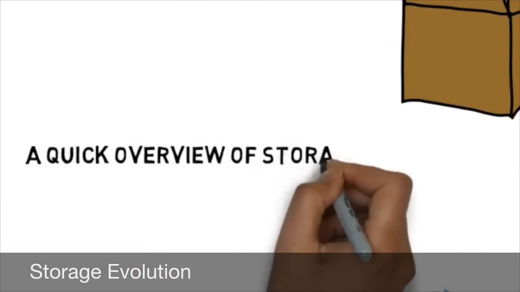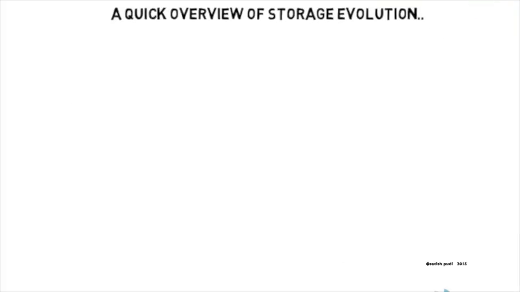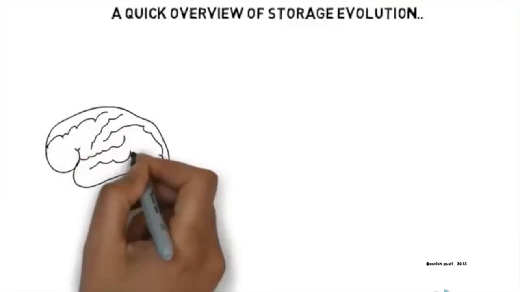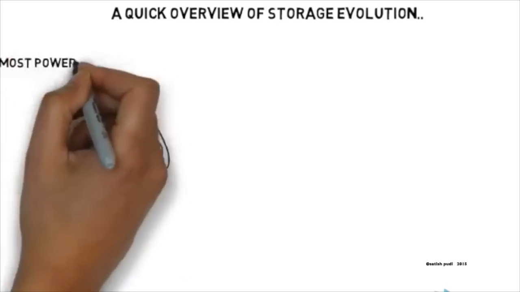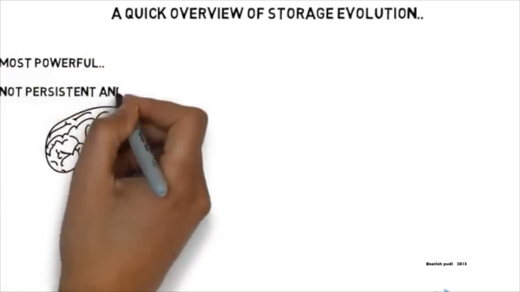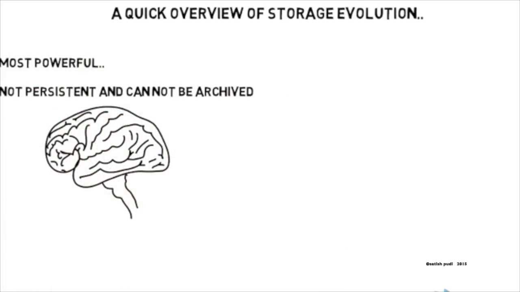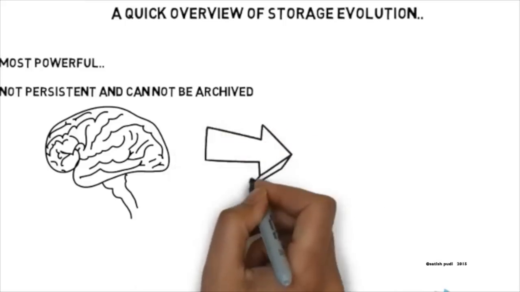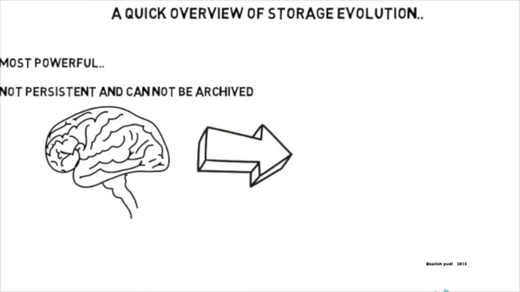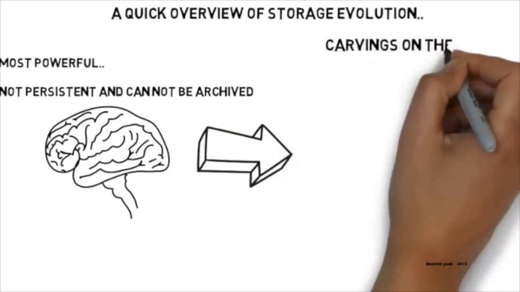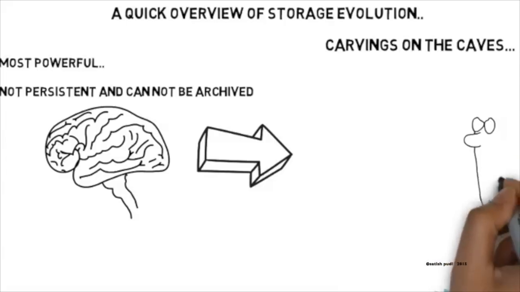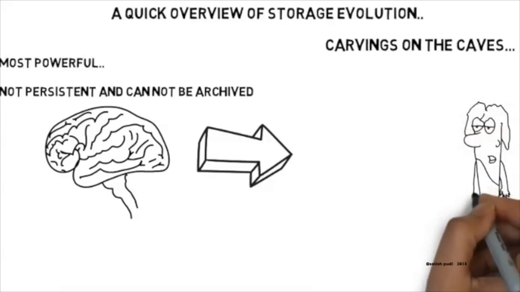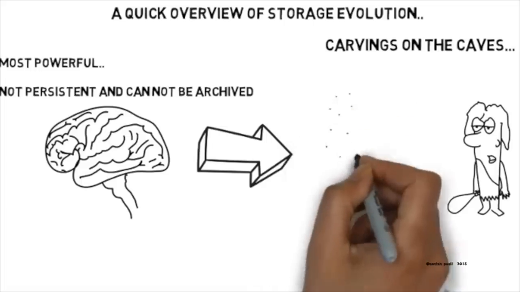Before we dive into details, let's take a quick look back at the storage evolution. The human brain is the most powerful data storage to date, but it has limitations. Data only lives with the human being and it's not persistent or cannot be archived. Prehistoric human beings started storing data in the form of carvings. This approach has limitations. The data is not mobile.